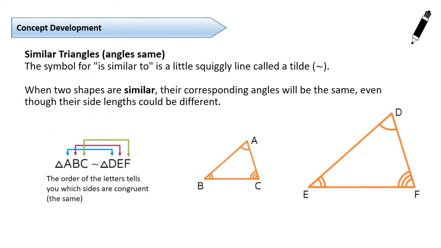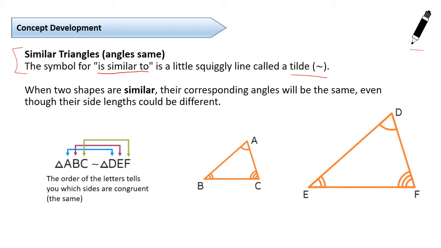Okay, so similar triangles, guys. Triangles are going to be our shape of choice when we are looking at similar shapes. We need a little bit of notation or some mathematical language. We have a symbol. The symbol for "is similar to" is just a little squiggly line, and that squiggly line is called a tilde. You can see it on your keyboard next to the letter 1. So just draw it like that is how I tend to draw it.